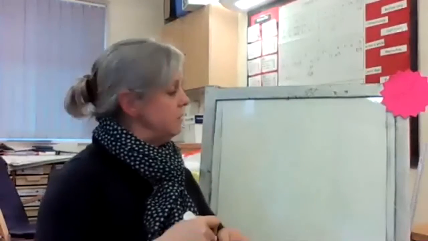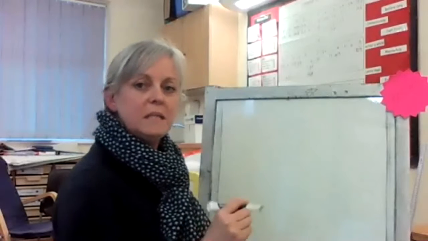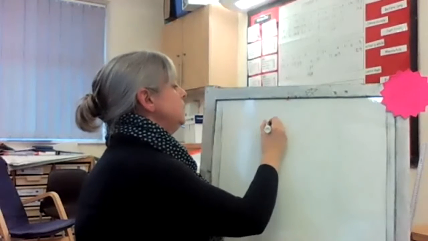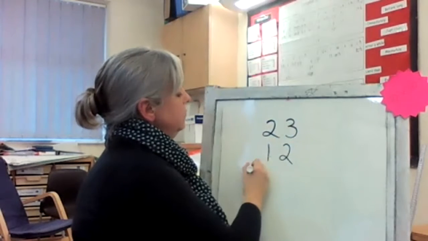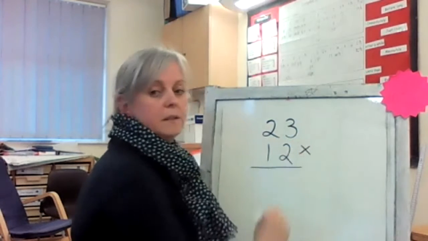So we're going to start with 23 multiplied by 12. I want you to get a pen and pencil and paper ready and get ready to do the calculations with me. So 23 multiplied by 12. So I'm going to write my digits nice and clearly. 23 multiplied by 12. Hopefully you can see that nice and clearly.